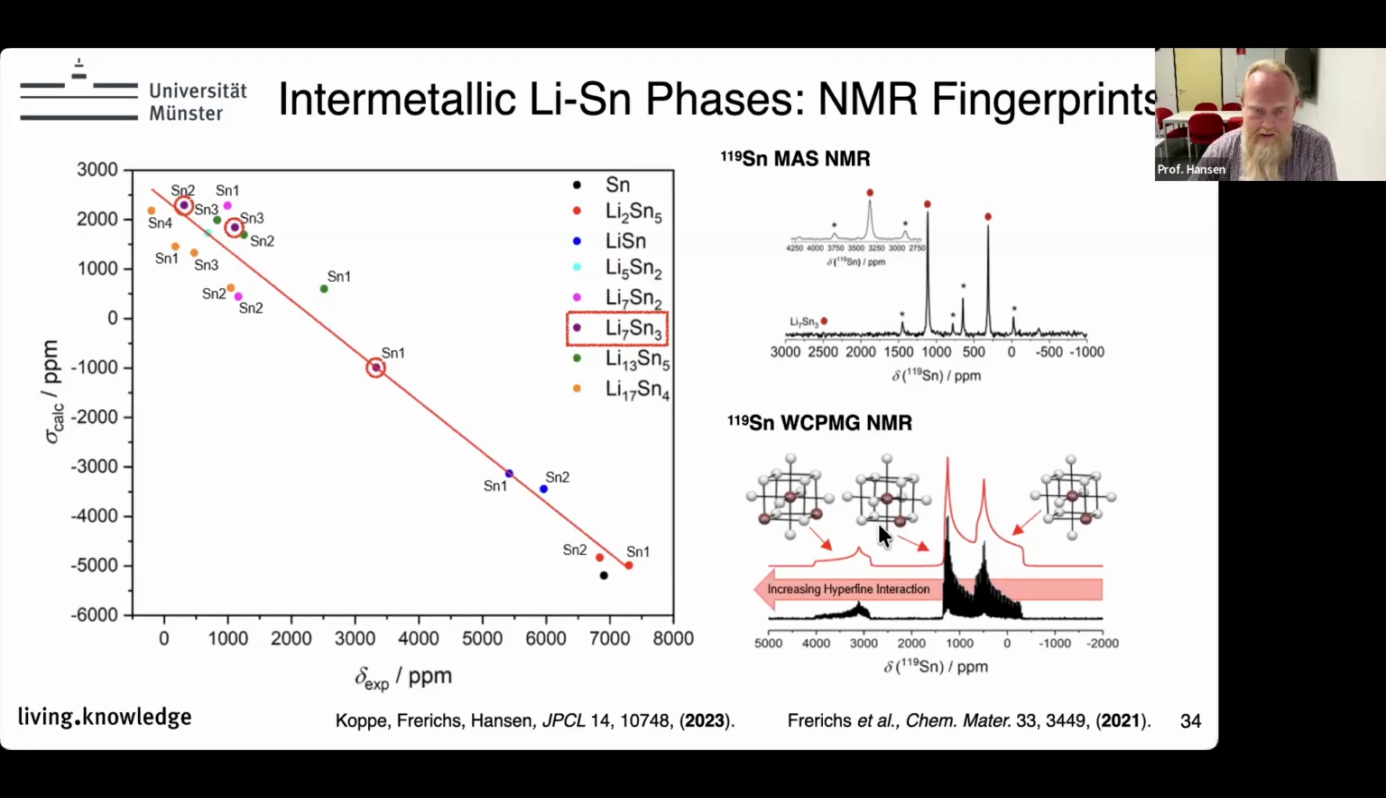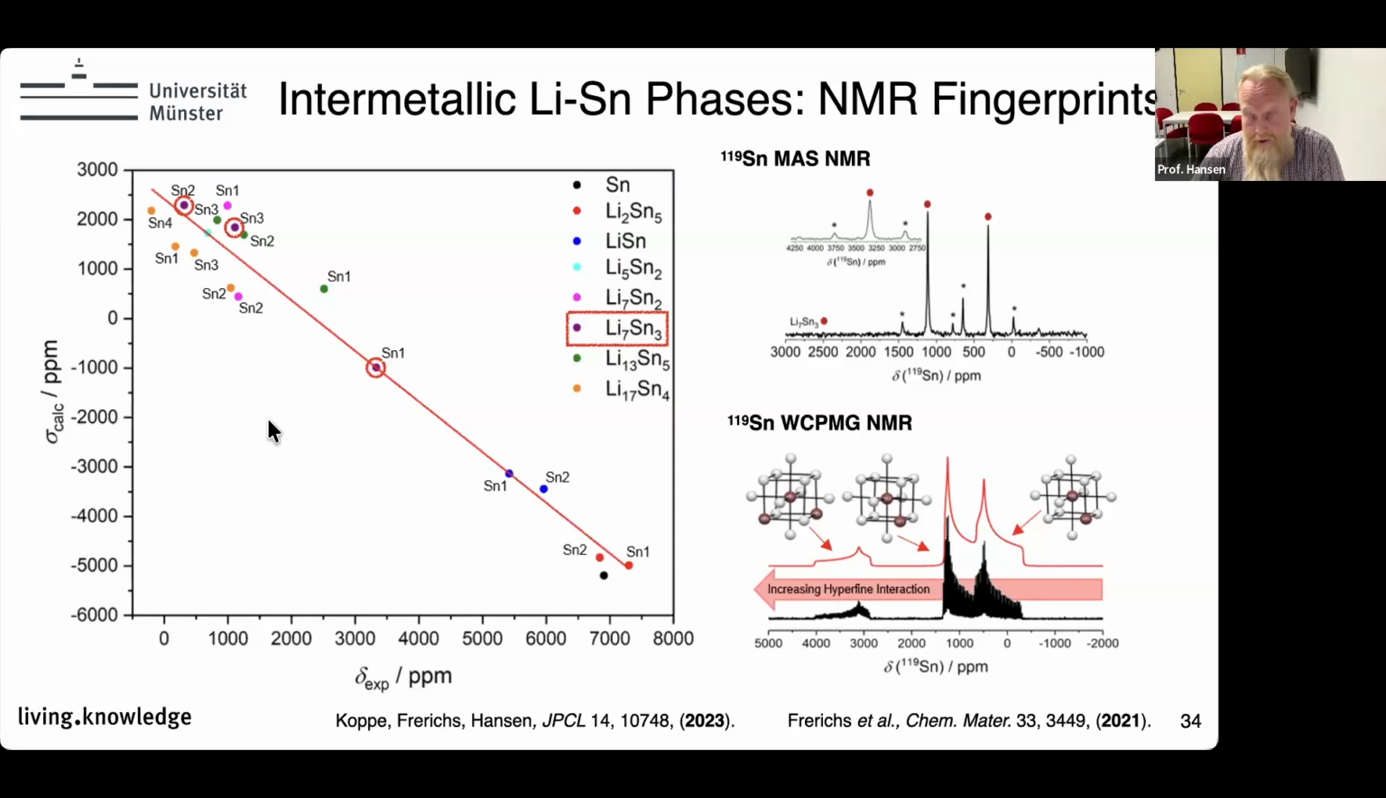And what you can see here is that the isotropic shift that you get depends on the number of tin neighbors. As you go to lower numbers, the hyperfine interaction between the tins is increasing, and that means you get shifts here around 4,000 ppm.